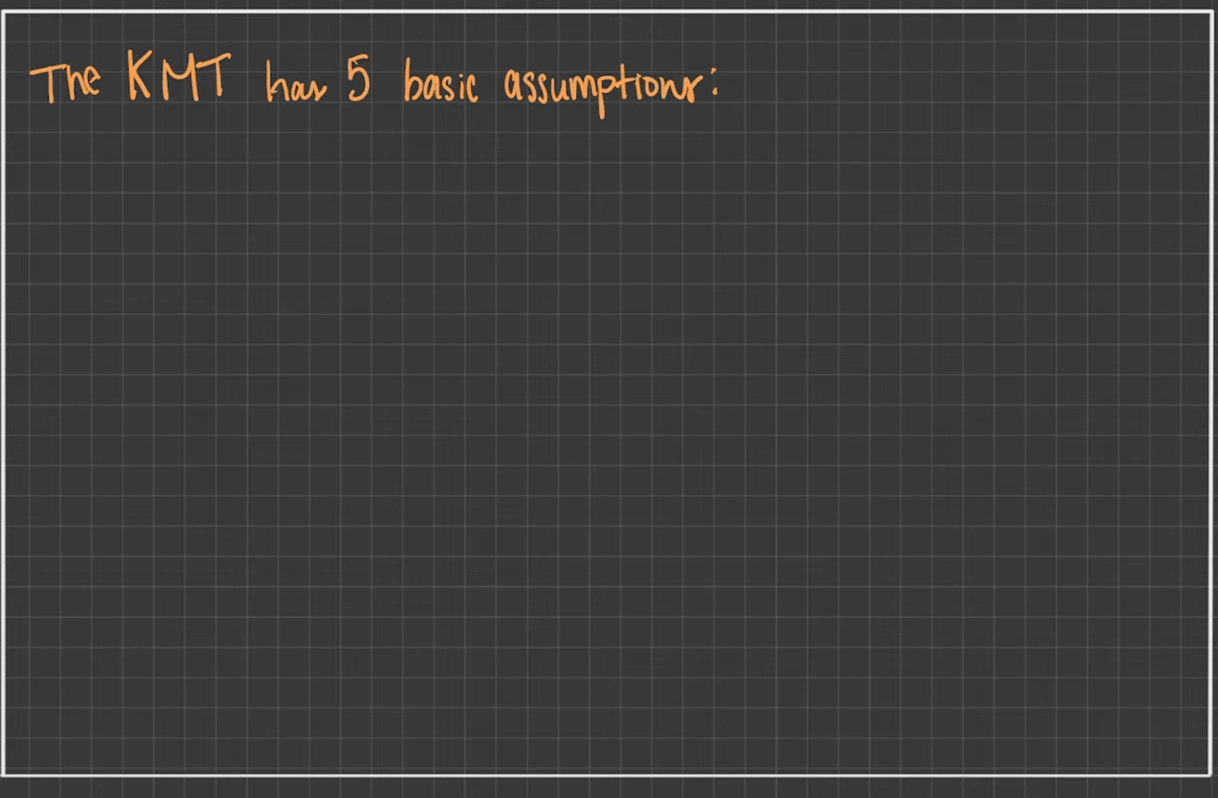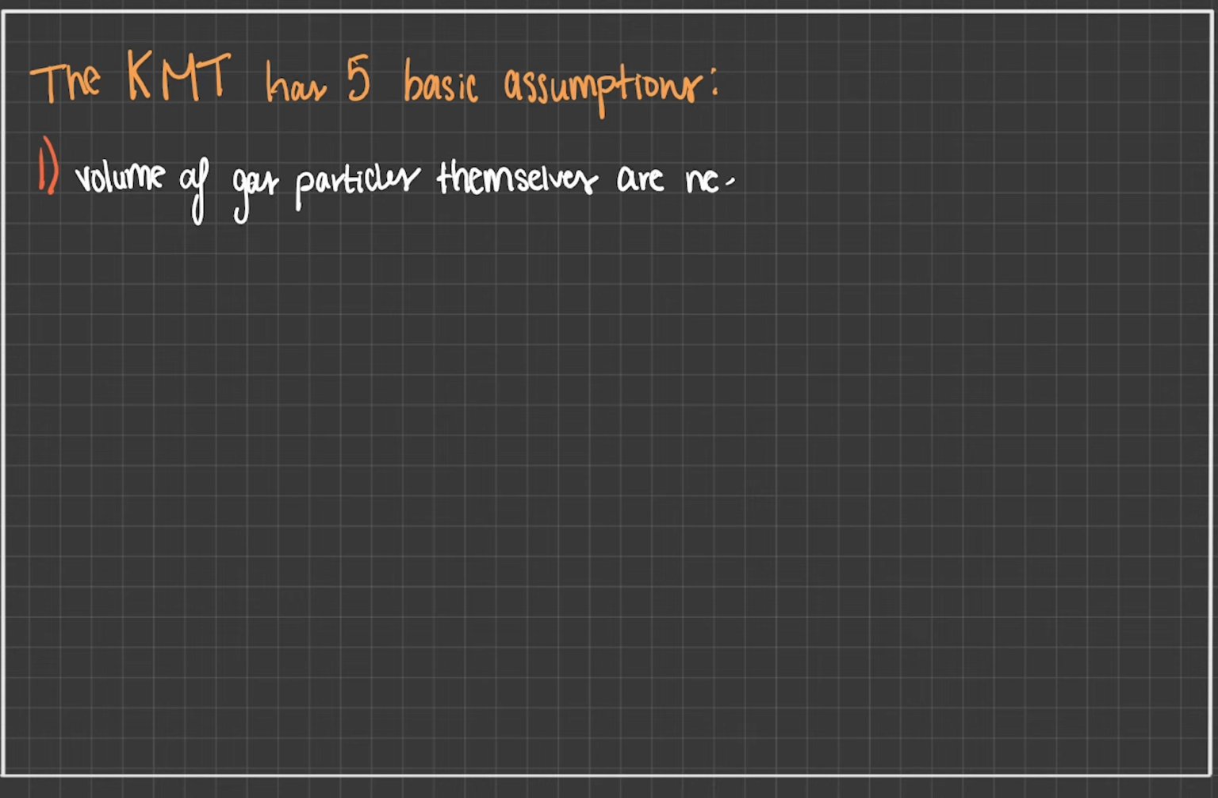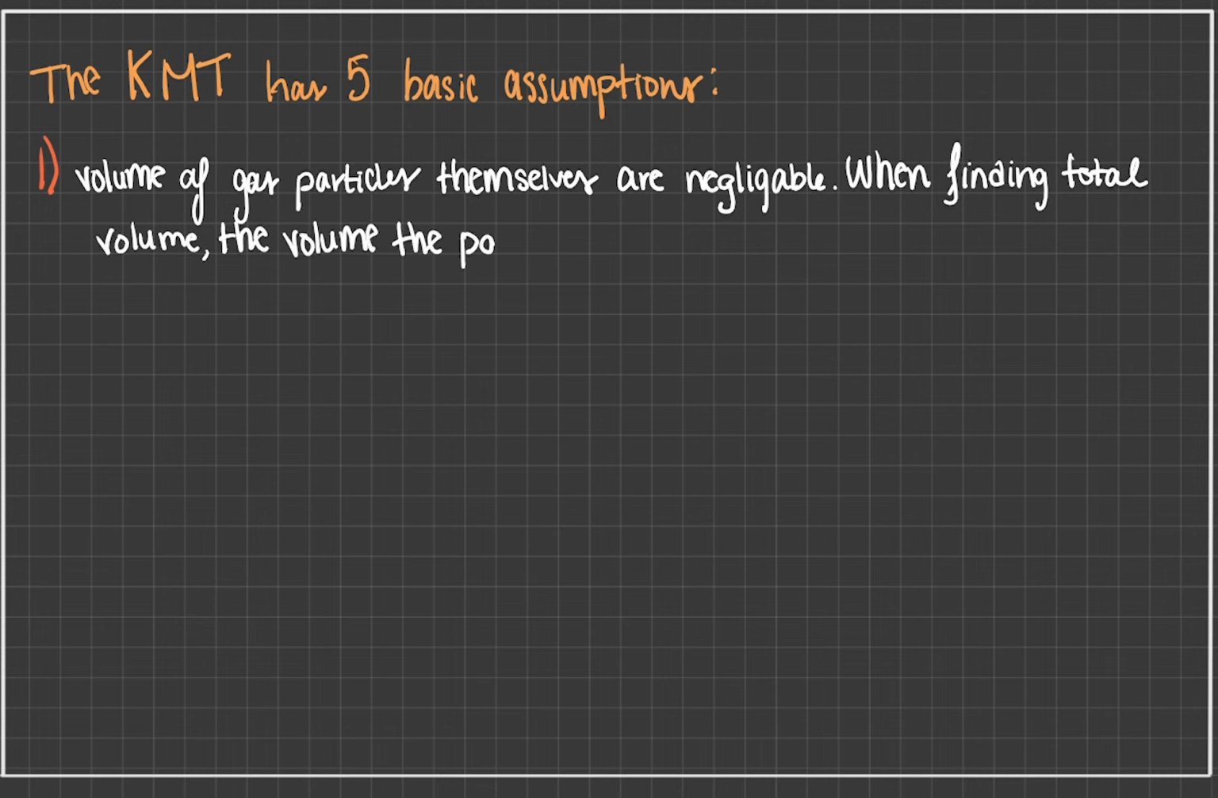We're going to move on to the 5 assumptions that the kinetic molecular theory has. The first assumption is that the volume of gas particles themselves is negligible. When you're finding the total volume inside a container, you only find the volume of the container itself. You don't count the volume of the gases, because it's so small that it does not matter towards the total volume.